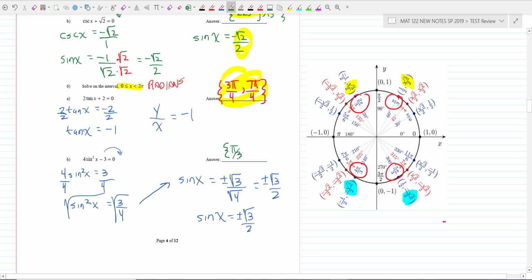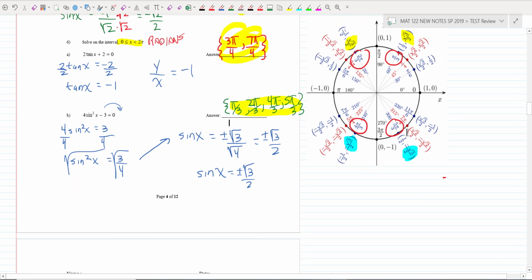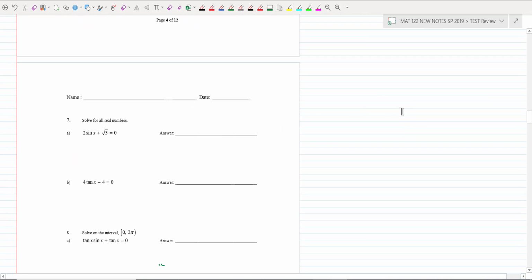So the answers are pi over 3, 2 pi over 3, 4 pi over 3, and finally 5 pi over 3. Okay, like that. All right, so that takes care of that type of equation. So this first type of equation is just kind of working with the unit circle in reverse for the most part. Okay? All right, let's go to this next page.